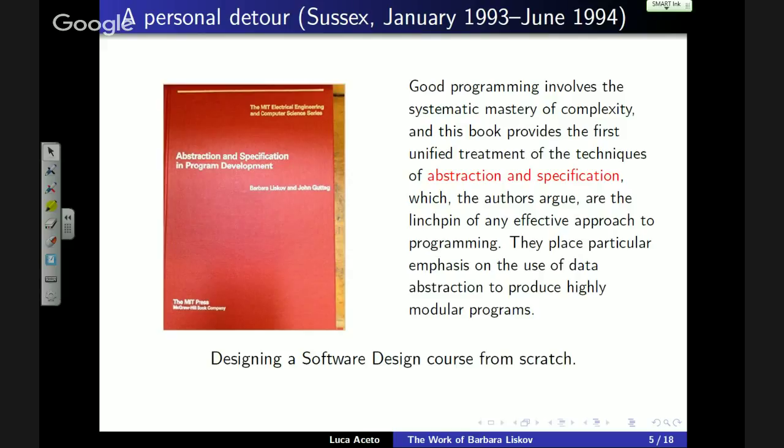The fact that this book gave a unified treatment of the techniques of abstraction and specification, and why they are the linchpin for developing good programs. And they place a lot of emphasis on the role of data abstraction to produce highly modular programs. I still actually use some parts, photocopies of this book that I think I made in Aalborg at some point, when I need examples to teach Hoare logic.